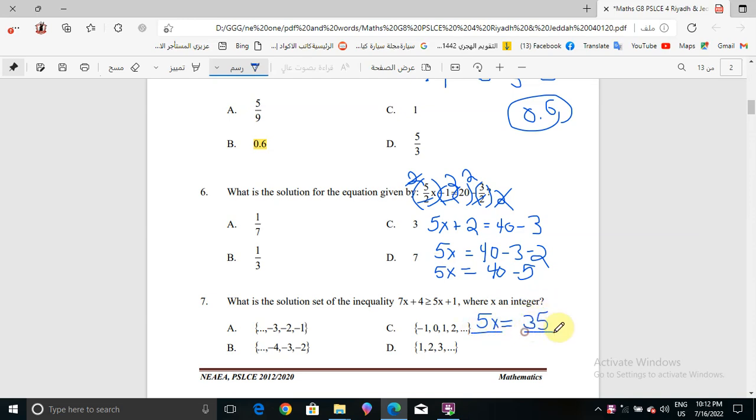Then divide both sides by 5 to get the value of x. So that means you will get what? 35 over 5, here by 1 and here by 7. So that means x is equal to 7. That means the answer is found in choice D.